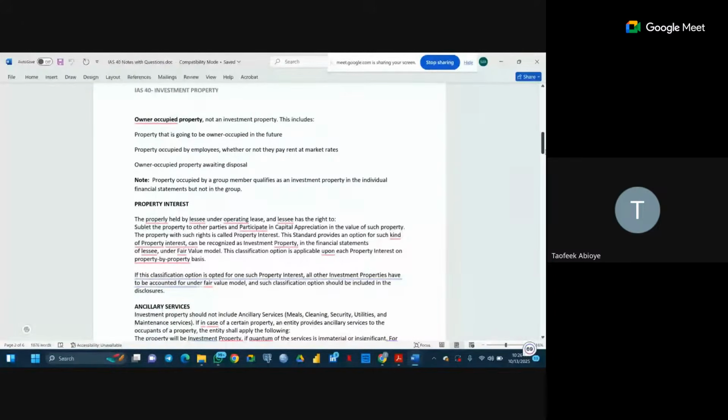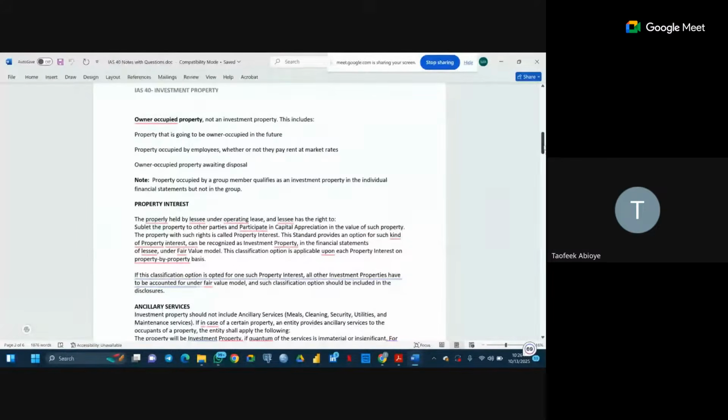So for capital appreciation and for rental income, Mr. B, who leases it out to Mr. C, can recognize in his own book an investment property because he's also leasing it out to Mr. C and is expected to have a rental income based on the agreement. So in that scenario, that is what we have. That is what we're trying to talk about when you say property interest.